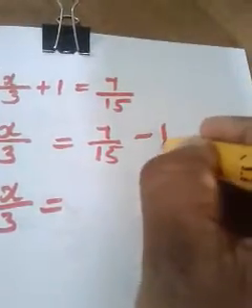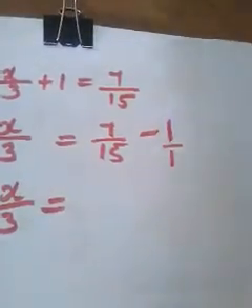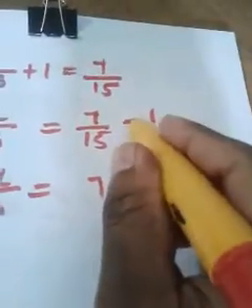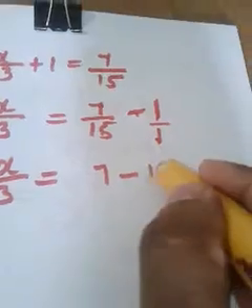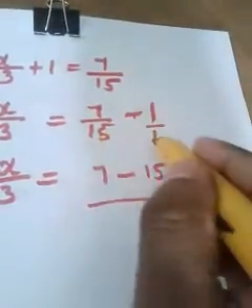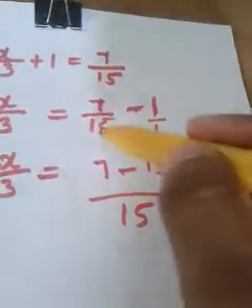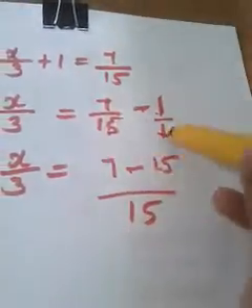What we can do here? 1, can you write 1 by 1? Yes. Now we can cross multiply. What is 7 into 1? 7. Then this side minus, what is 15 into 1? 15. Then divide by, what is 15 into 1? 15.